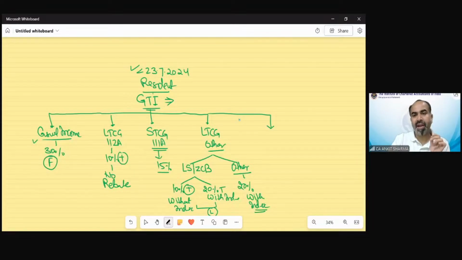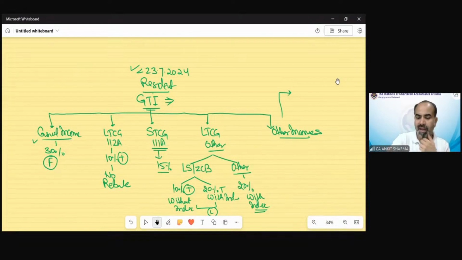Other long-term capital gain except these is going to be charged at 20% with index. Clear? And the remaining would be called other incomes. So if I ask you what would be included in other incomes, what incomes is going to be included in other incomes? Tell me. So other incomes category, what income is going to be included?